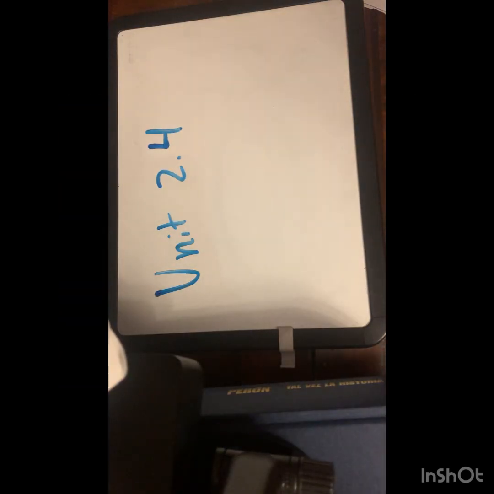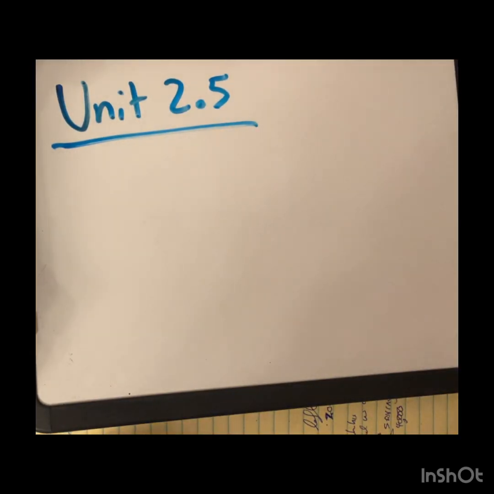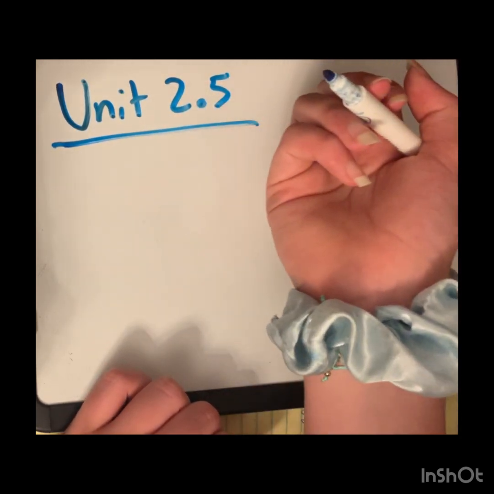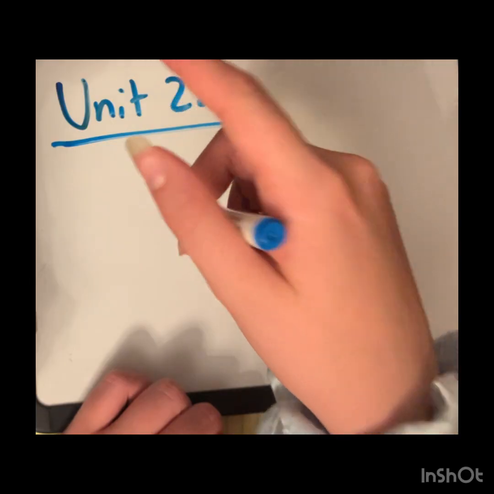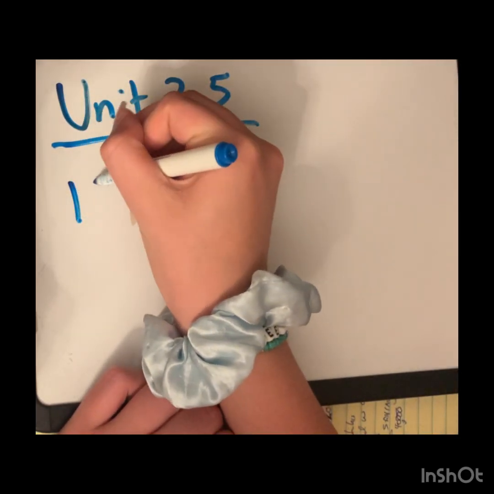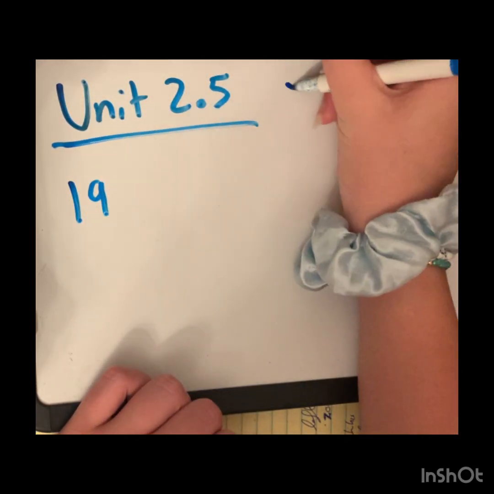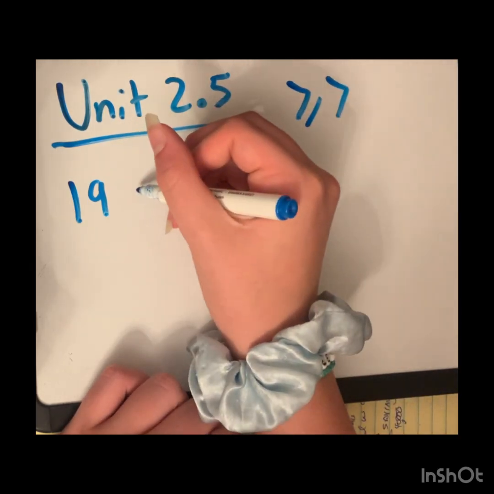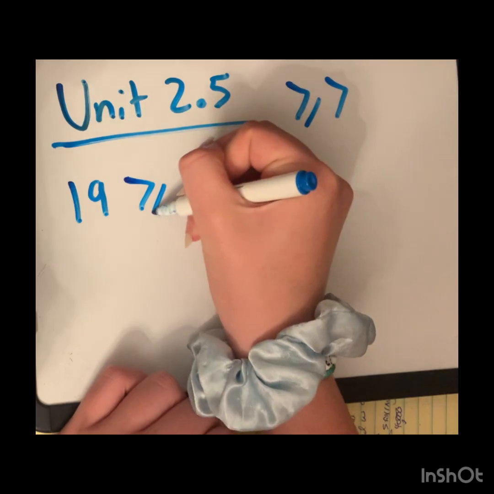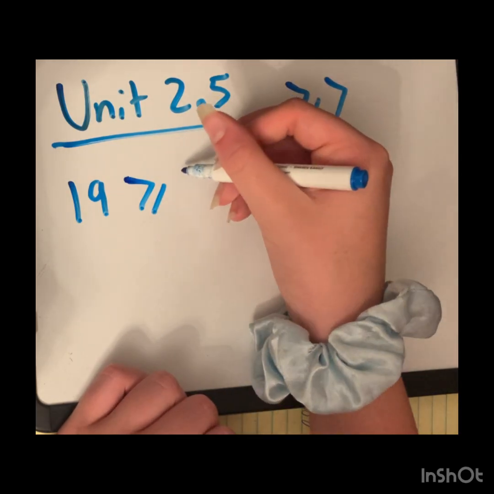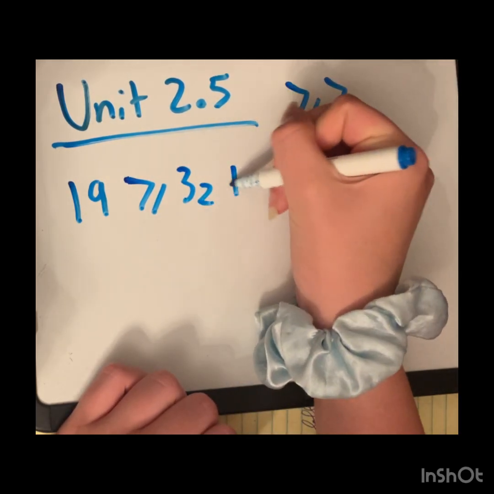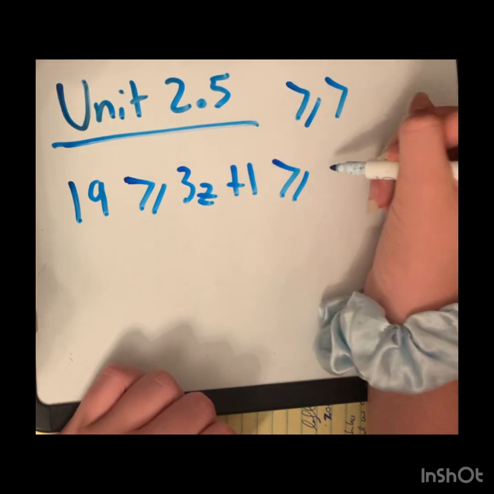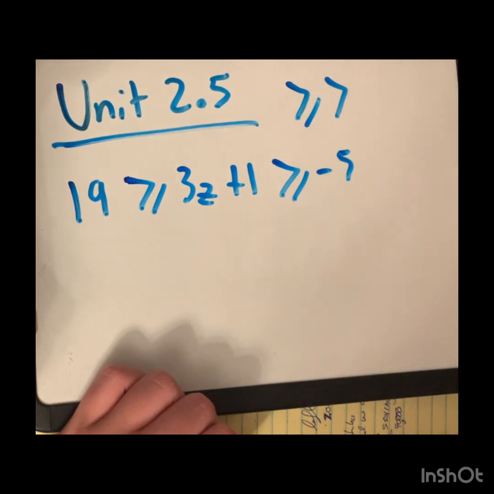Now, let's move on. Okay, let's get to it. We're in unit 2.5, which is solving compound inequalities, which just means there's two of these symbols in the equation. I'm going to give you an example. If we have 19 is greater than or equal to 3z plus 1, which is greater than or equal to negative 5, how would this be solved?